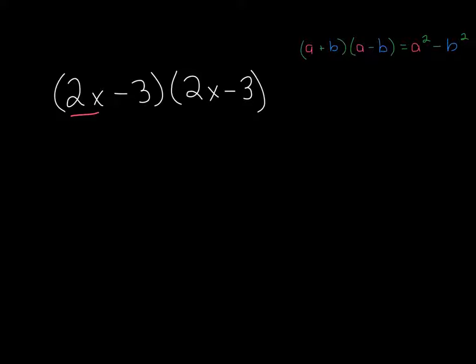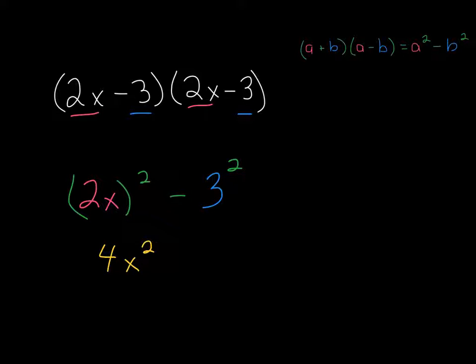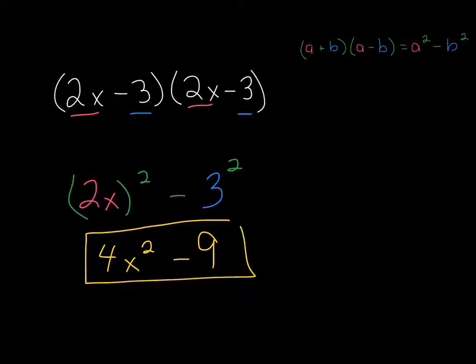For this example, a is 2x. So 2x squared, and b is 3. So we have minus 3 squared. 2x squared is 4x squared, and 3 squared is 9. Notice every time we have a subtraction separating them. When you multiply sum and difference, your product is what we call a difference of squares.